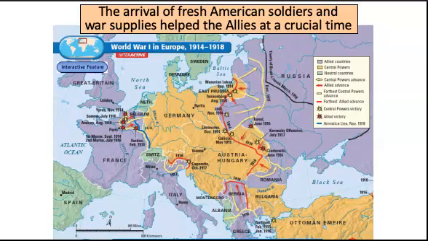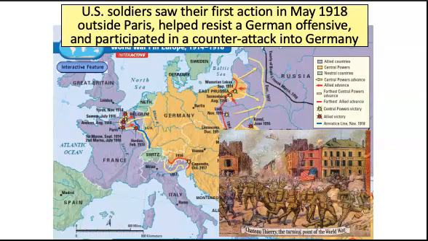Now, U.S. soldiers are part of the American Army called the American Expeditionary Force, and sometimes individual soldiers are referred to as doughboys. They saw their first action in May of 1918 outside of Paris, and they helped to resist a German offensive and participated in a counterattack against Germany.